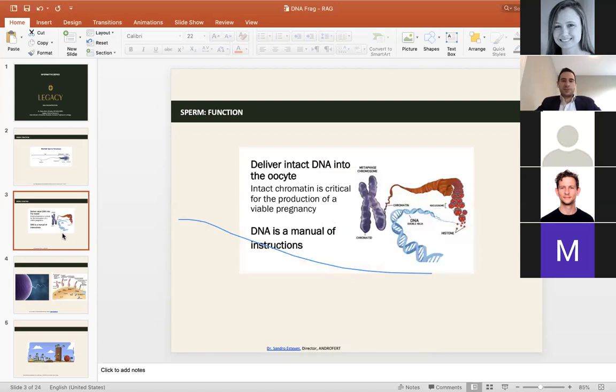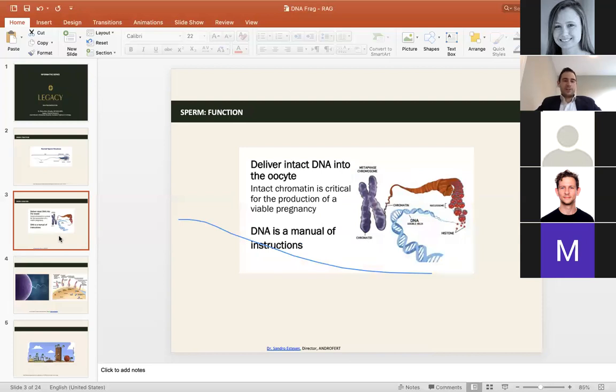So what's the function of a sperm? I think we all know it. The function of the sperm is to deliver intact DNA information to the oocyte, which is the egg cell of the female. And for that, we need an intact chromatin, which is critical for the production of a viable pregnancy and the formation of an embryo. You should think about the function of a sperm as basically to pass on the necessary biological information required to produce a new organism, a new embryo, a new baby. It's like a manual of instruction. So basically, this is the structure and the function of the sperm.